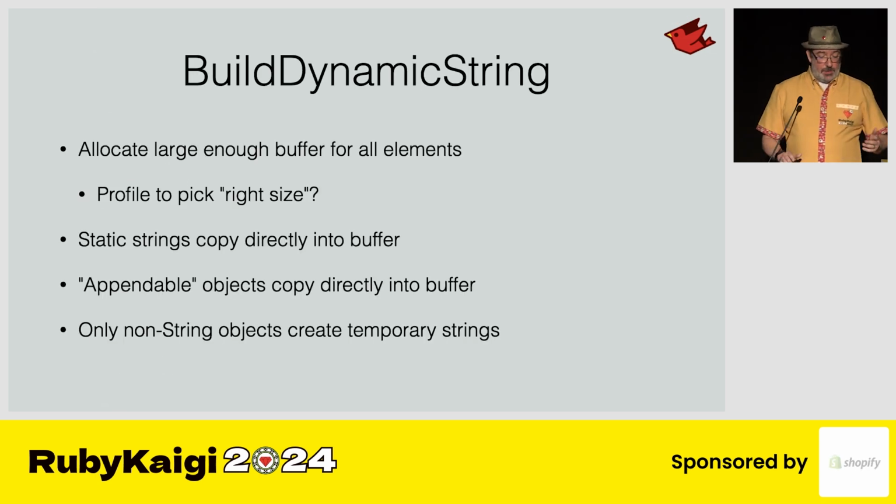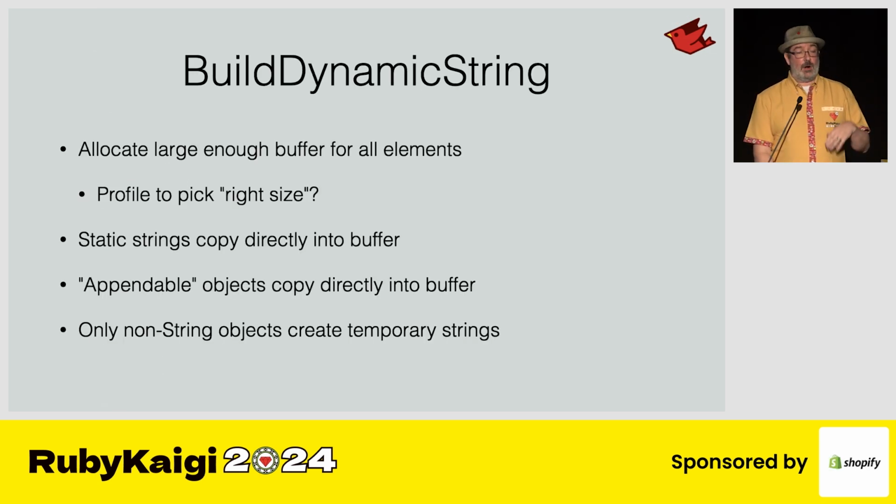So, other tricks that we can do here, we currently make a guess at how large the buffer could be, but since it's now an instruction, we could profile and decide that's not a big enough buffer, we're usually going over that, create a bigger buffer to begin with and avoid doing as much copying. We copy the static strings directly into that buffer, so we don't have to create any intermediate objects like CRuby does. We take the static bytes, we shove them into the buffer, and there's no extra allocation involved.